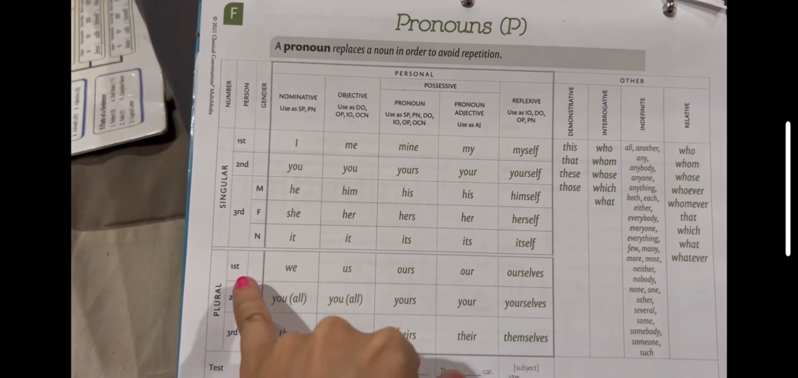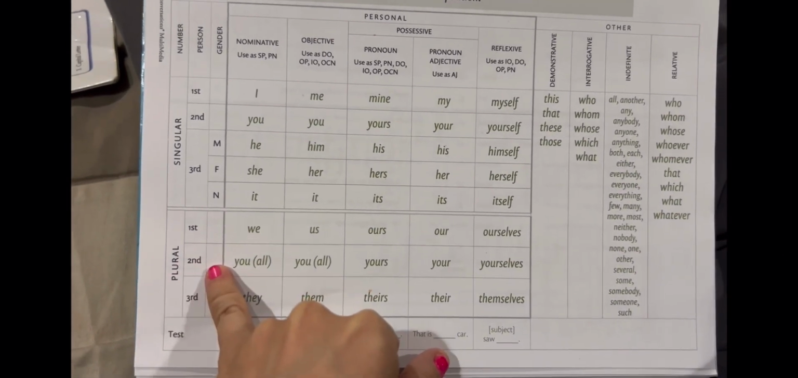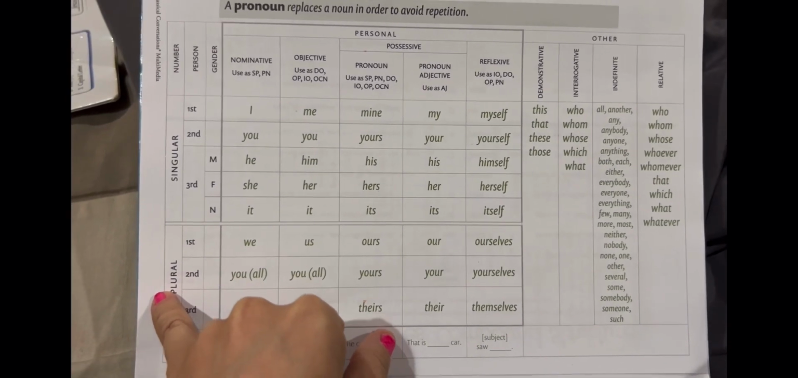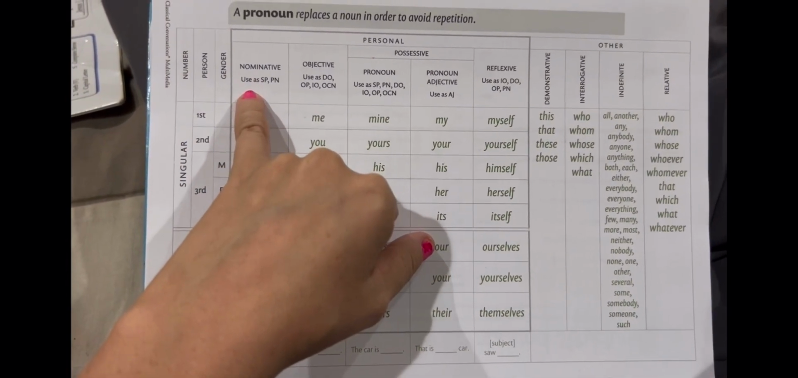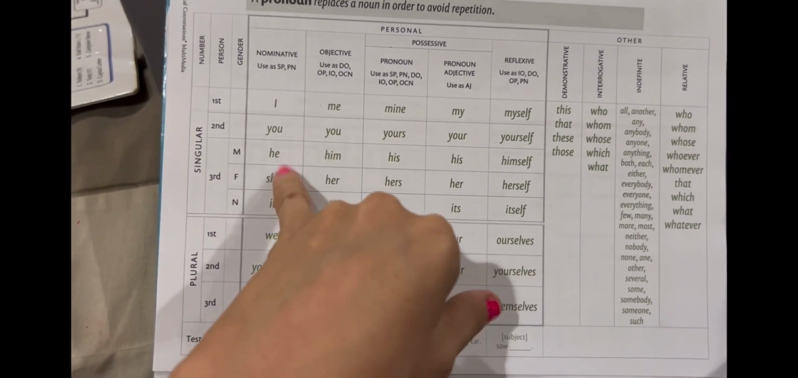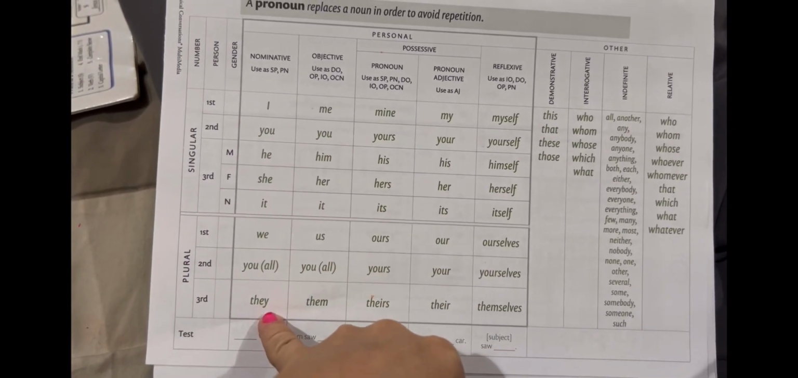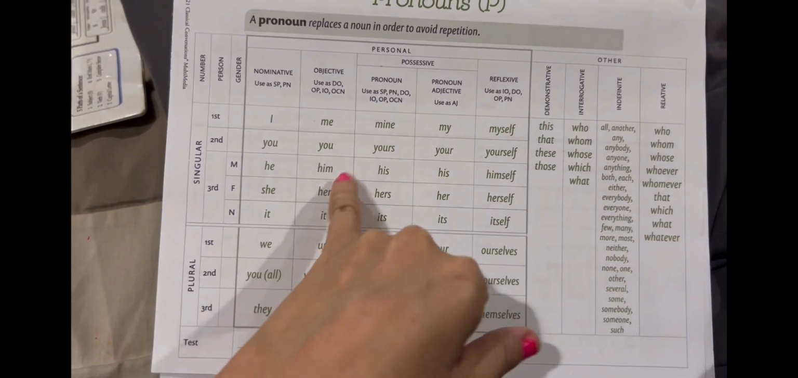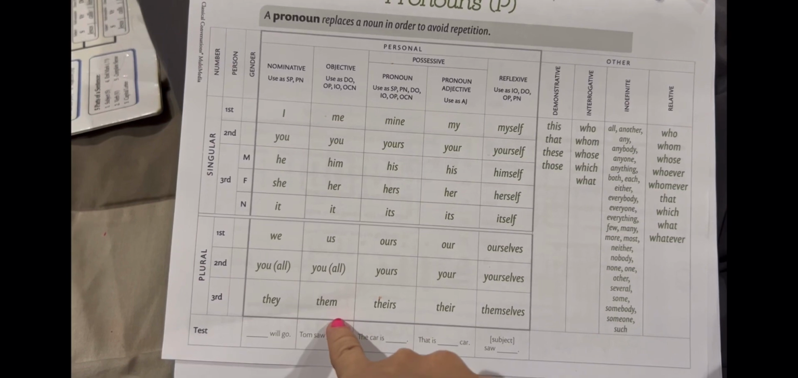Chart F. A pronoun replaces a noun in order to avoid repetition. First person singular, second person singular, third person singular. That's the pronoun order. First person plural, second person plural, third person plural. That's the pronoun order. What are the nominative pronouns? The nominative pronouns are I, you, he, she, it, we, you, they. Objective pronouns, taking it fast: me, you, him, her, it, us, you, them.